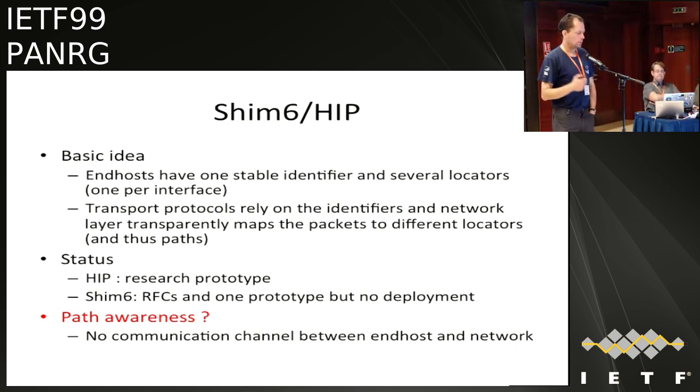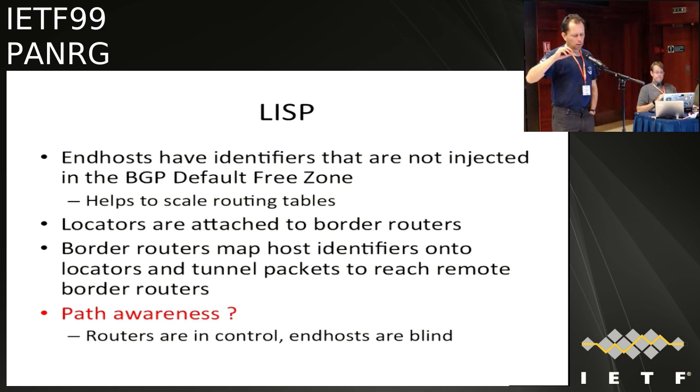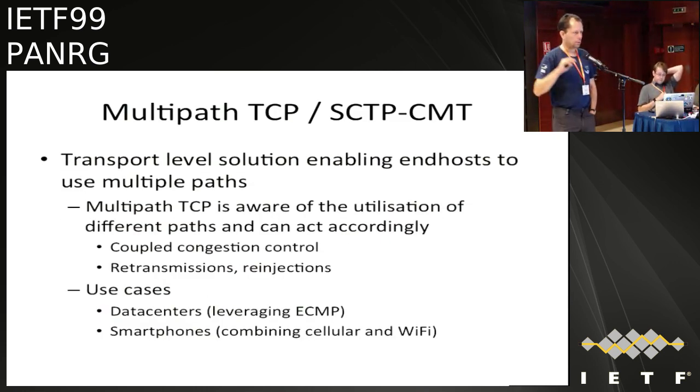LISP is another solution that was designed within the IETF. Again, we have a solution where the end host will have identifiers, and those identifiers are IP addresses. And in the network, we will use locators on the border routers, and the border routers will make the decision on the path that will be used between border routers from different ASs. And again, we have a solution where the end hosts are completely blind, and the routers are in control of the solution. There have been attempts in the transport layers as well with Multipath TCP and SCTP with the CMT variant, which is equivalent to what we are discussing now.